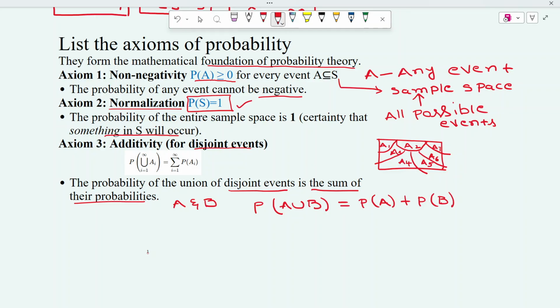So these are the three axioms, friends. First, the probability of any event you take is always greater than or equal to 0. The second one is that S is the sample space, and if you take any event from that sample space, it will definitely occur. That is why the probability of the sample space is 1. And the third one is called additivity. If you take any disjoint events, the probability of the union of disjoint events will be the sum of the probabilities of those events. So these are the three axioms.